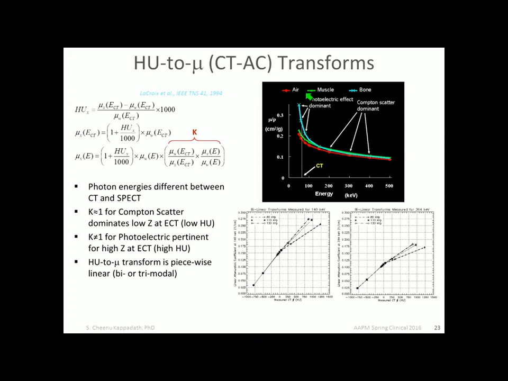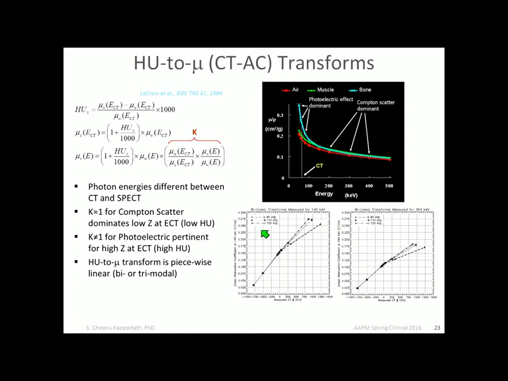You can see air and muscle here. At all these energies, they have very similar attenuation properties, and so does bone. It's only when you go to low energies, right, that the photoelectric effect kicks in, because Compton is very insensitive to what material you have. It's all electron density based. So with this separation at low energies, you have this bilinear term. So that's what is used.